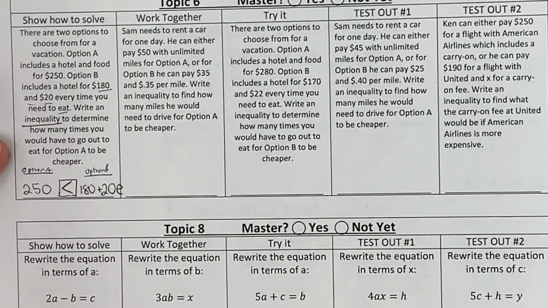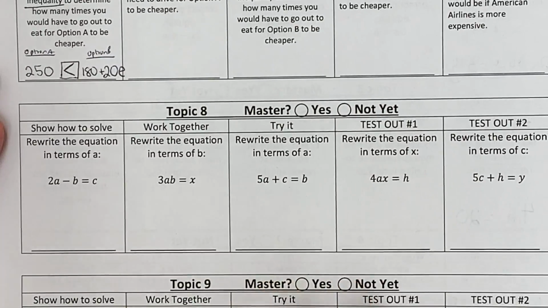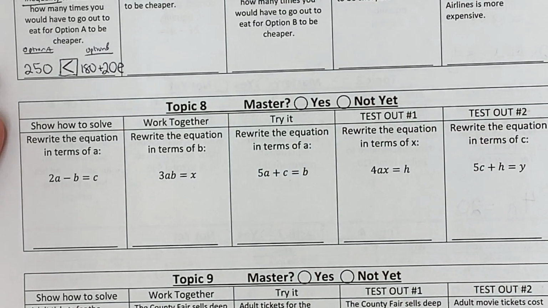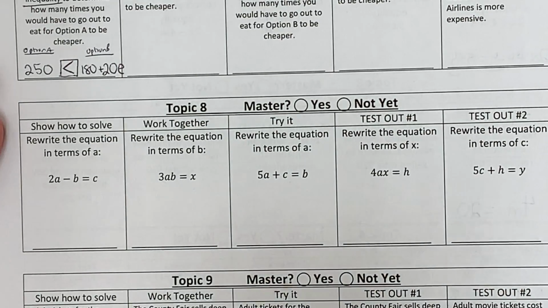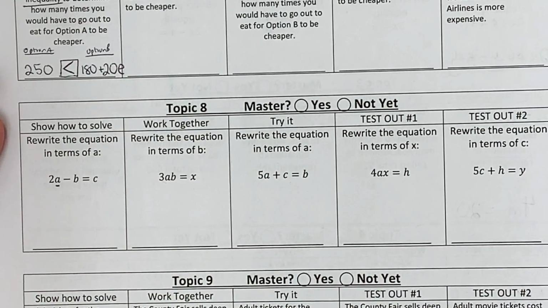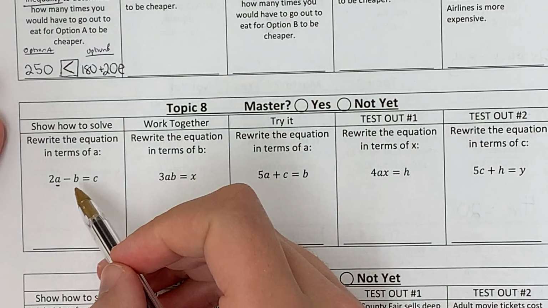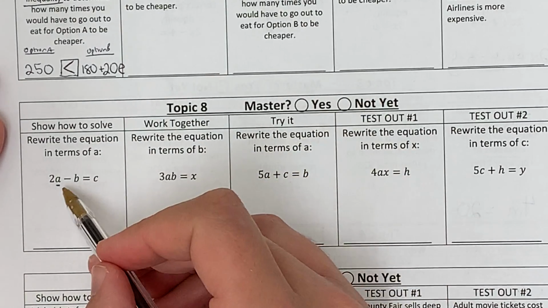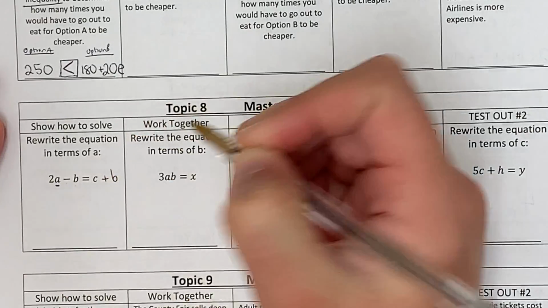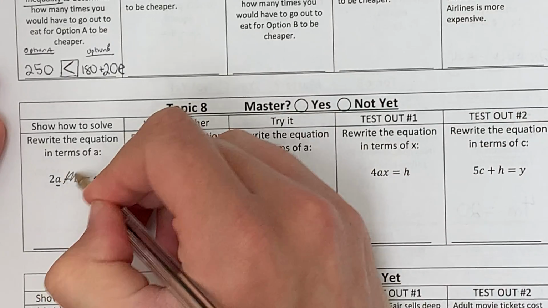All right, let's look at topic 8. Okay, rewrite the equation in terms of A. So first thing I'm gonna do is I'm just gonna underline the A, and that's just there to remind you not to move it. We're gonna move everything else. All right, so I need to get rid of the B and the 2. Well, the opposite of a negative B would be to add B. So we're gonna add B to the other side. That negative B goes away.